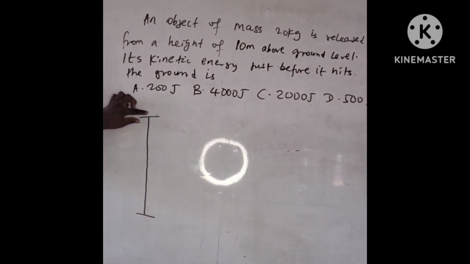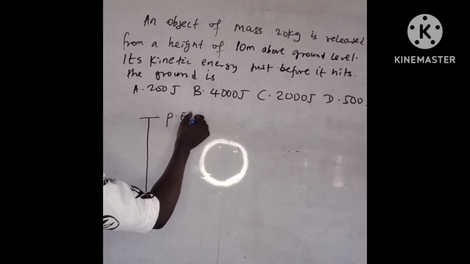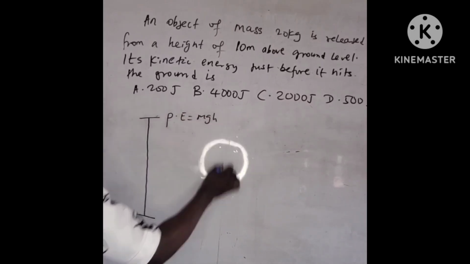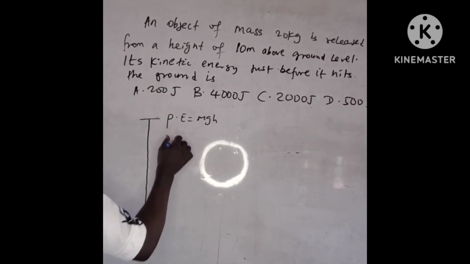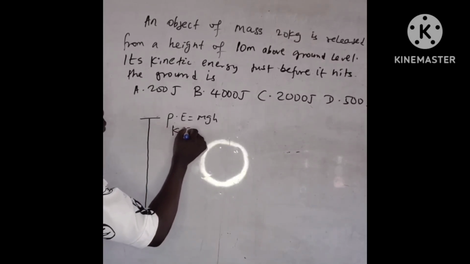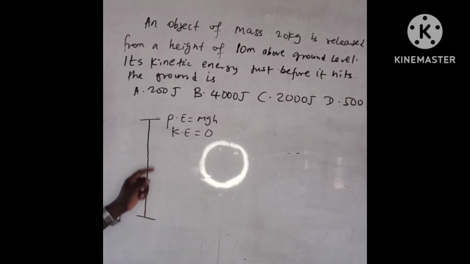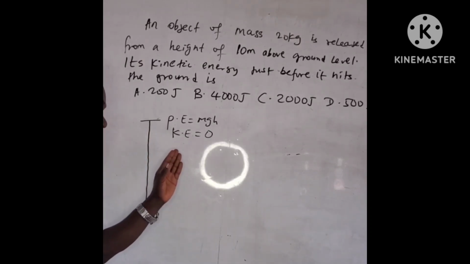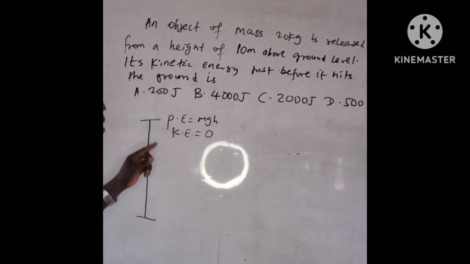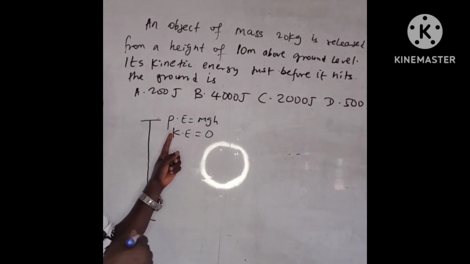at its maximum height, it possesses a potential energy which is given as mgh. While the kinetic energy at that same maximum height is equal to what? 0. Why? Because kinetic energy depends on velocity, and at its maximum height, velocity is 0. So kinetic energy is 0.